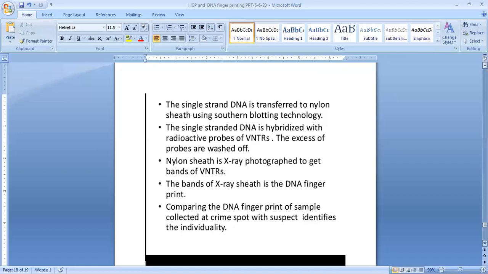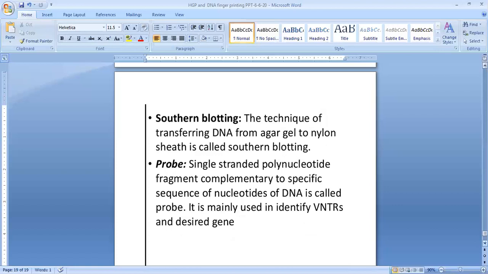Then what is Southern blotting? As already told, the technique of transferring DNA from agar gel to nylon sheet is called Southern blotting. What is a probe? A single-stranded polynucleotide fragment complementary to a specific sequence of nucleotides of DNA is called a probe. It is mainly used to identify VNTRs and desired genes.